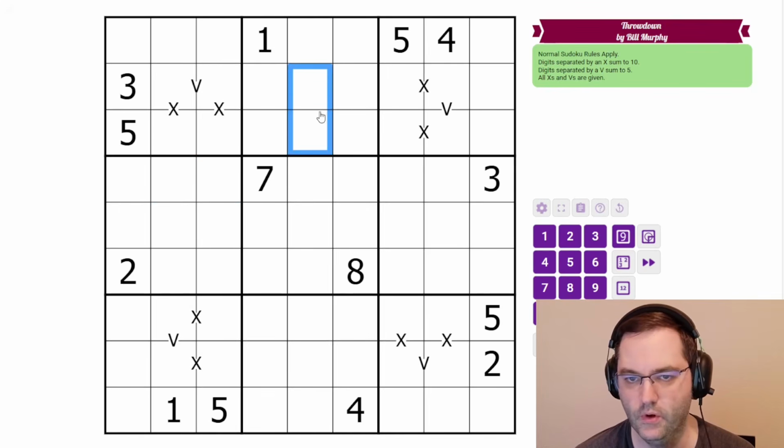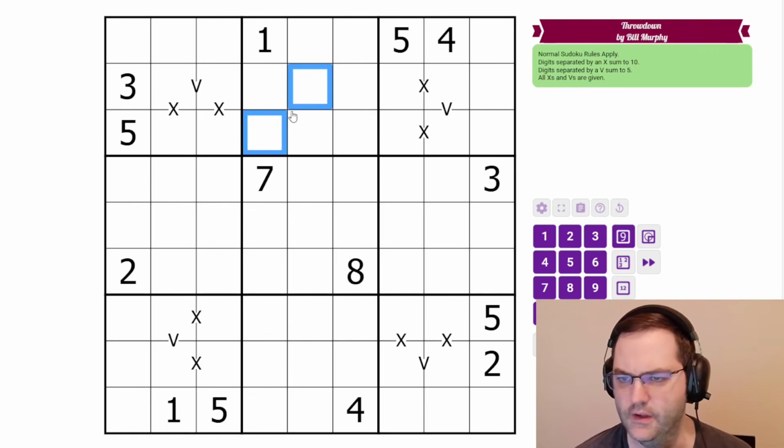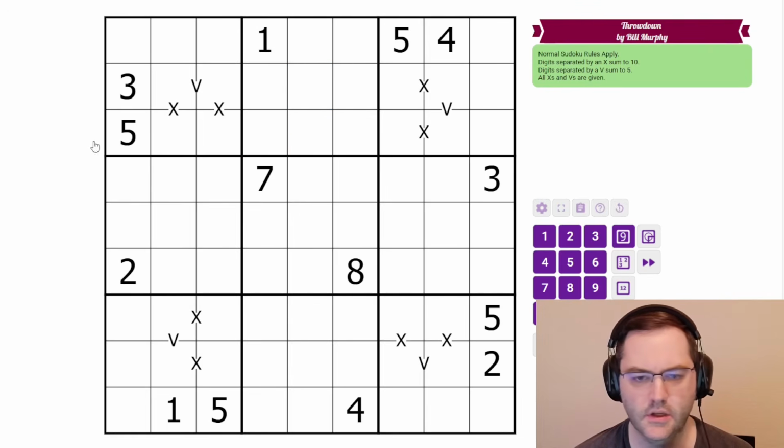This applies to orthogonally adjacent cells, cells that share an edge. It doesn't apply to diagonals. I don't know if anybody's done a diagonal XV, actually. Anyway, not relevant for this one. So those are the rules. And let's get started with the clues that we do have.